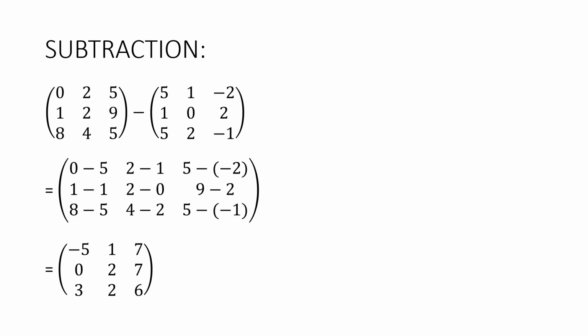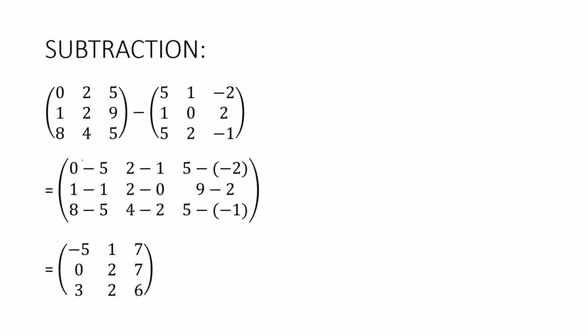Now here we have another example of two 3 cross 3 matrices. Here both the matrices are of order 3 cross 3. Hence we can apply the subtraction operation on these two matrices. Now see, in the second line we have performed the element-wise differences. 0 minus 5. These are the corresponding elements at the 1 1 position. Then 2 minus 1. Then 5 minus minus 2. Here the corresponding element of 5 is minus 2. Hence we have to write it this way: 5 minus minus 2.